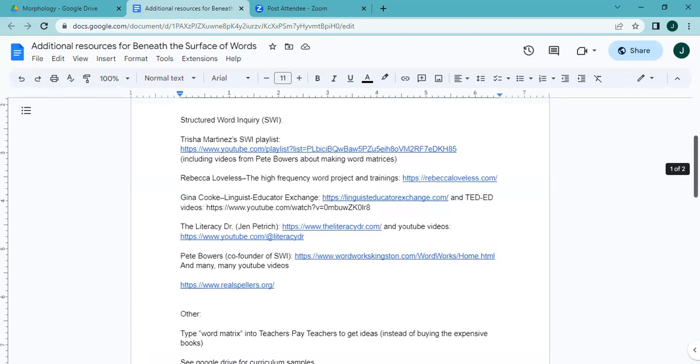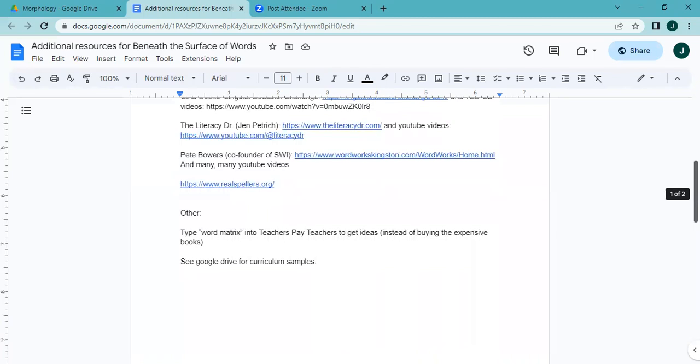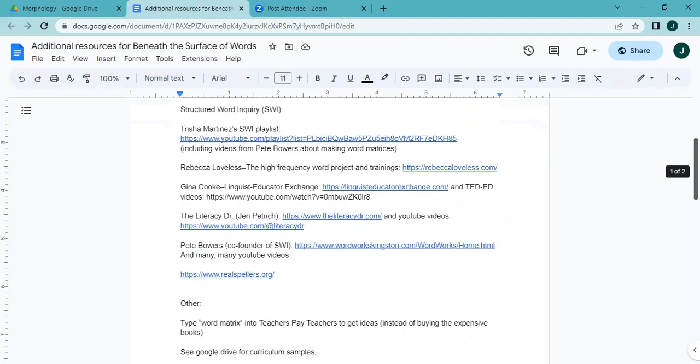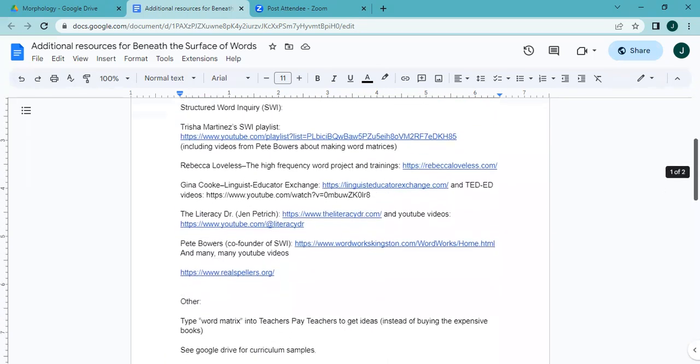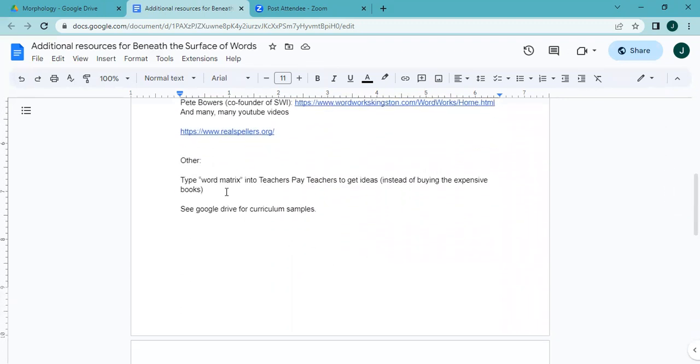Okay, and then realspellers.org has a lot of information about different words and how you can look at them. So those are some SWI resources. And then I think you have to be careful with Teachers Pay Teachers.